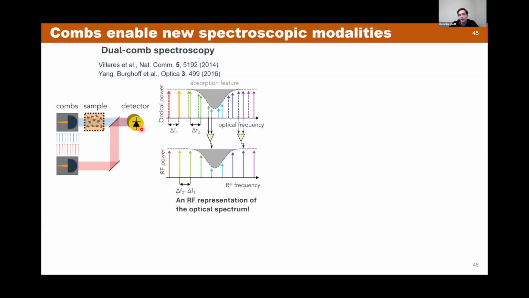There's no grating involved. There's no FTIR involved. There's no delay stage involved. It's literally just a bunch of chips where you're beating two light sources together.